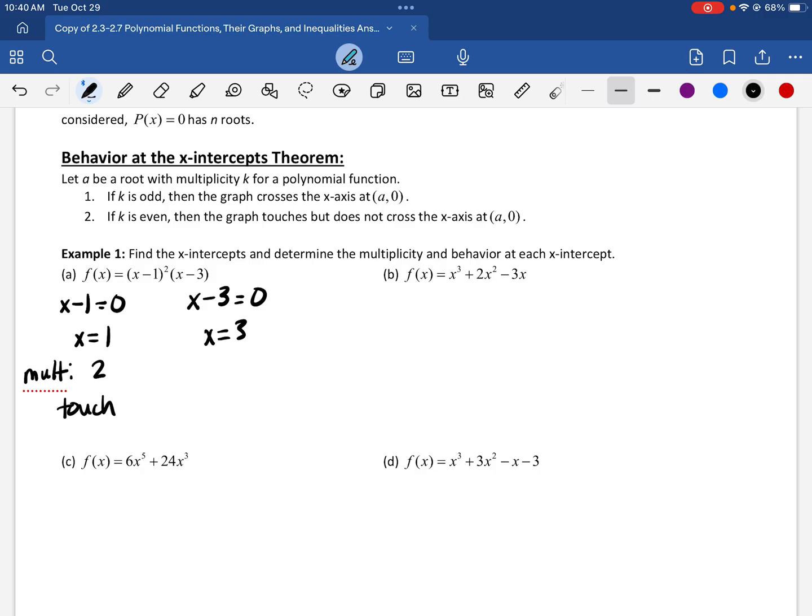For x equals 3, there is an understood 1 for the exponent, so the multiplicity is 1. 1 is an odd number, so it is going to cross the x-axis at that particular solution, that particular x-intercept.